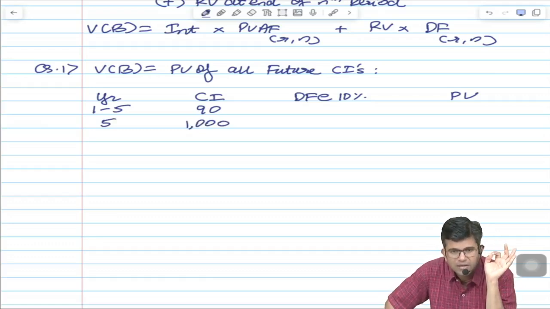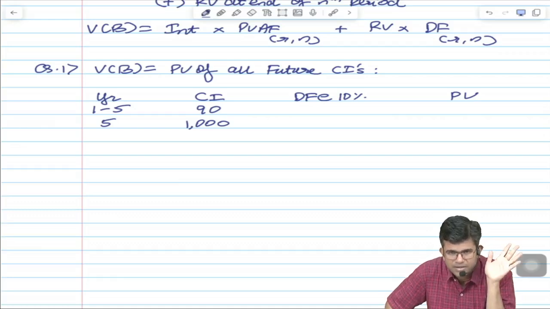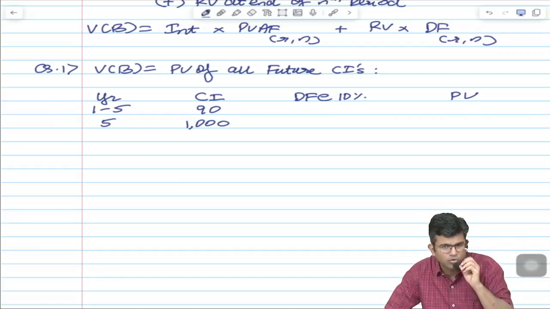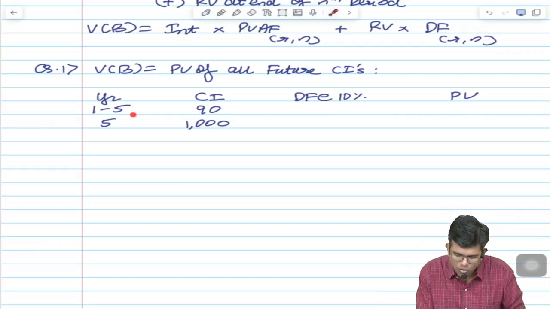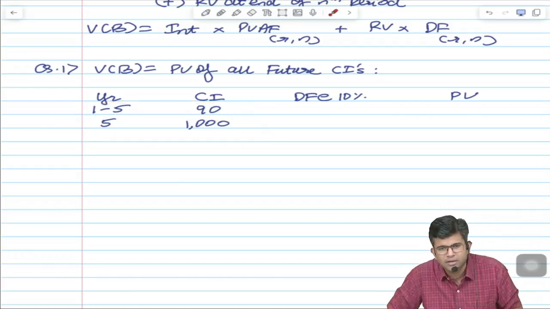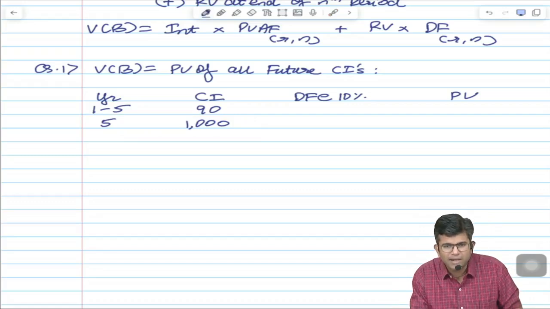Understood clearly how I got 99% of 1000, correct? And 1000 is the redemption. So how is this different from the Tata Motors zero coupon bond? In the Tata Motors zero coupon bond, look at the screen, only this much was there. Now it is a coupon bond. So can I say coupons also will come? Yes, interest also will come as part of your cash inflows. Correct? Okay. Do you know how to calculate annuity factor?